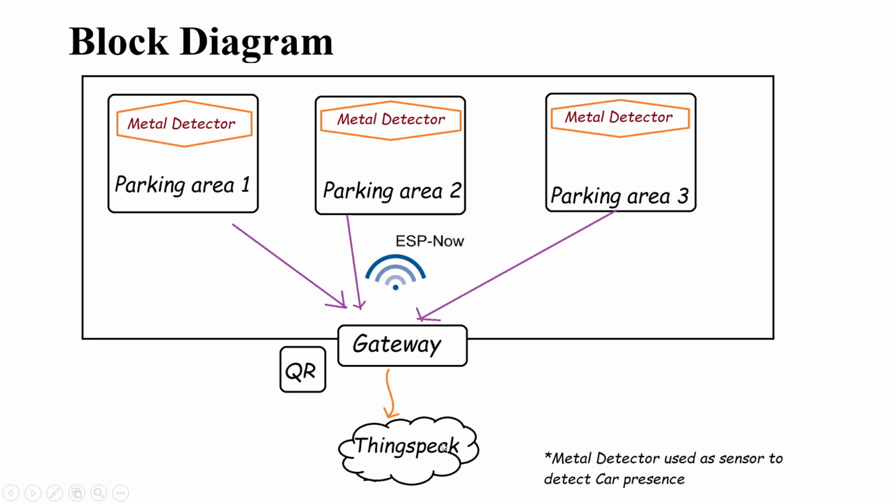The gateway sends the currently free parking area information to ThingSpeak. When a user scans the QR code, he will get the information of the currently free parking area out of these three. Also, we can easily connect more parking areas without changing any code.